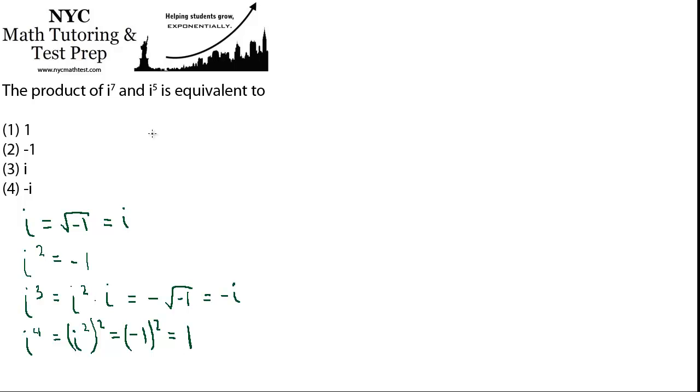They want the product of I to the 7th times I to the 5th. And again, we're treating I just like an ordinary variable at this point until we make our substitutions. So when you have the same base and different exponents, this is just like x to the 7th times x to the 5th, right? If you have the same base, what do you do with the exponents? You add them. So this would be x to the 12th, right? So it's no different with I. It's just I to the 12th.